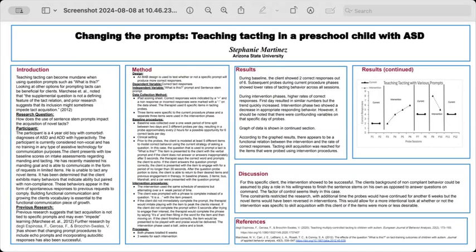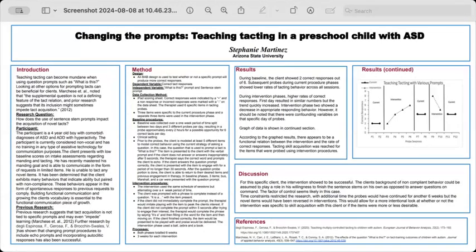Data collection was taken on an iPad scoring sheet. Correct responses were indicated by a plus, and a non-response or an incorrect response was marked with a minus on the data sheet. The therapist used 6 specific items in tacting probes. 3 items were specific to the current procedure phase, and a separate 3 items were used in the intervention phase, so there was no overlap between acquisition within phases.